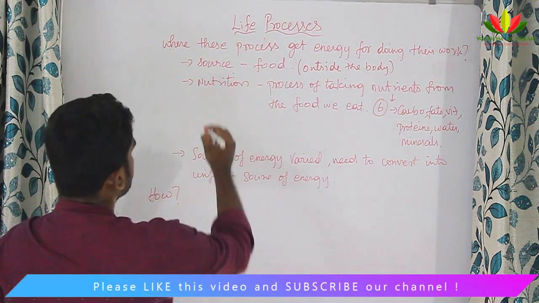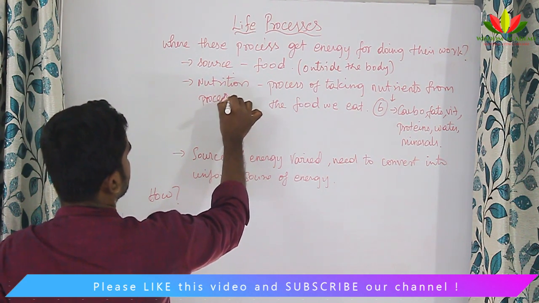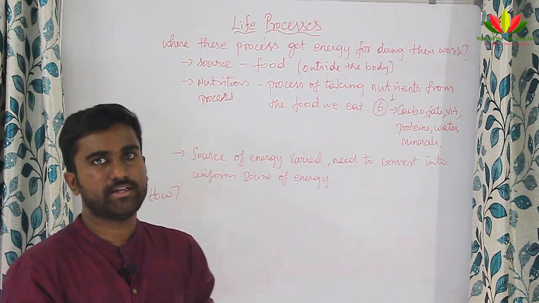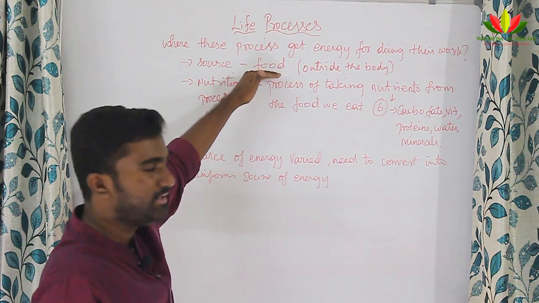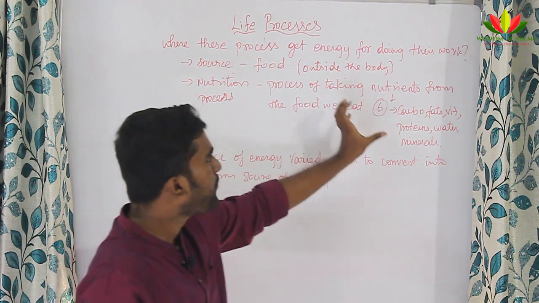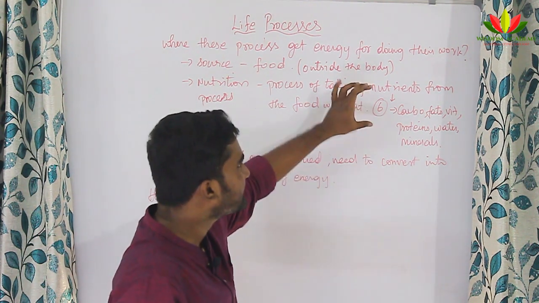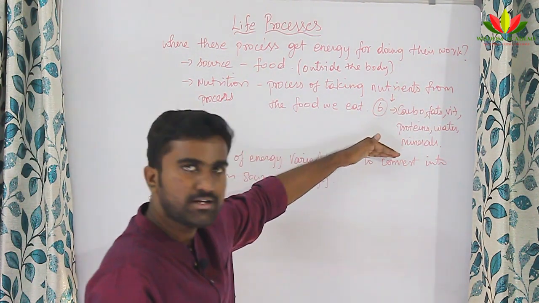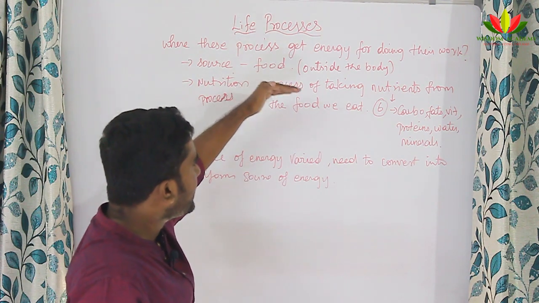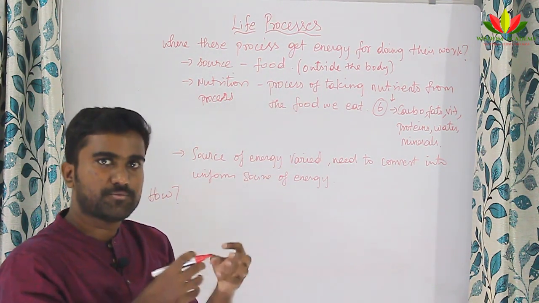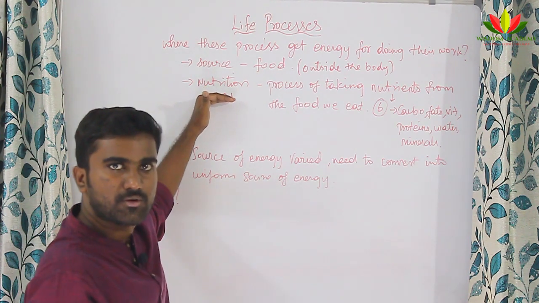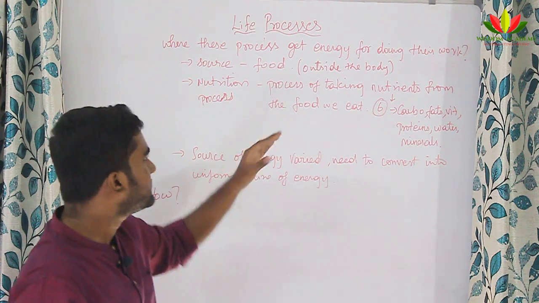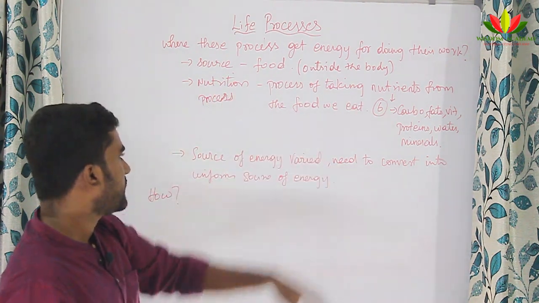Okay, here comes the first process, nutrition. The nutrition process is the taking up of nutrients from the food we eat. We are taking food directly. In this food, there are 6 important nutrients present. What are the 6 important nutrients? Carbohydrates, fats, vitamins, proteins, water, and minerals, right? By taking the food, the extraction of the nutrients is called the nutrition process. From the food we are extracting these 6 nutrients. This process is called the nutrition process.